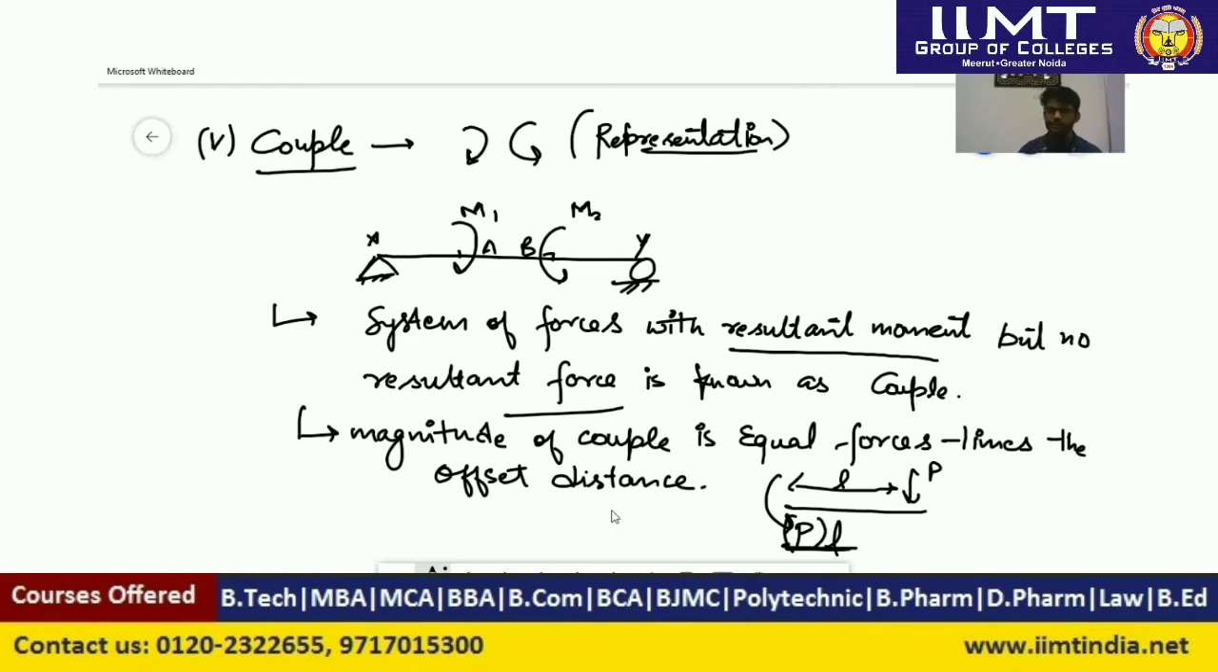Couple is a system of forces with resultant moment but no resultant force, and that is known as couple. Its magnitude is equal to force times the offset distance. So these are the types of load which generally act on a structure.